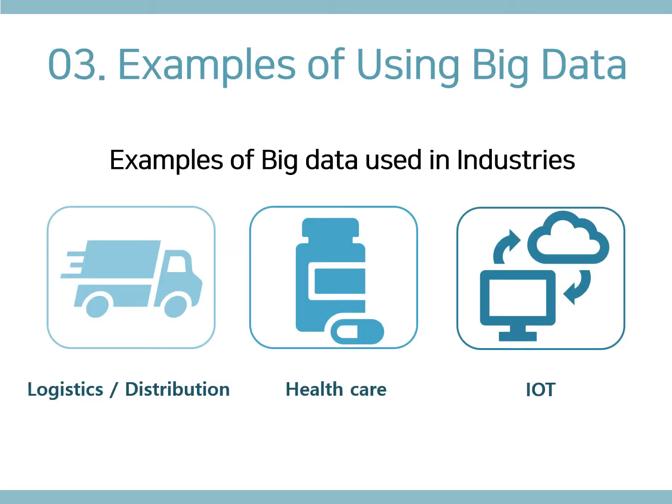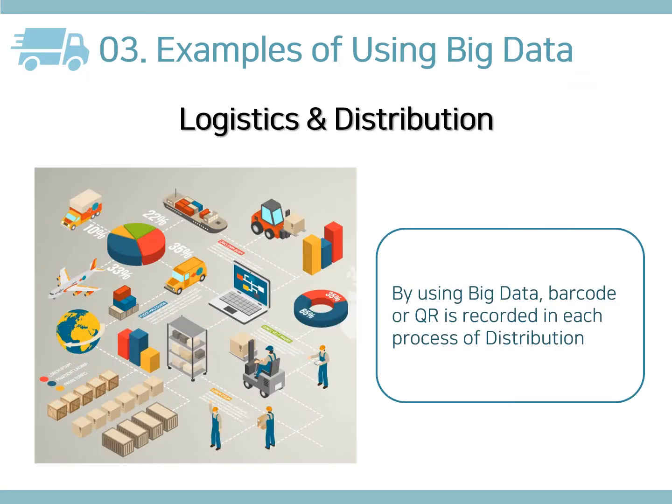Next, I'll present Chapter 3. Big data is used in various industries, and I'll give you 3 examples: logistics and distribution, healthcare, and IoT. First is logistics and distribution.